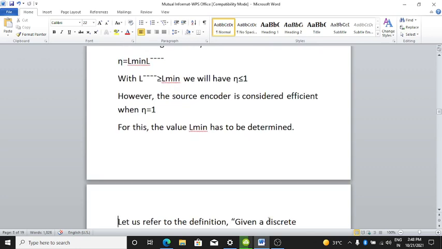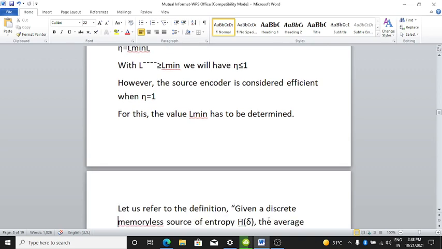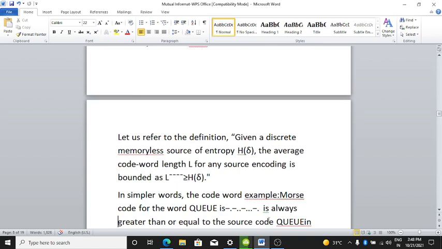With L' greater than or equal to L minimum, we will have eta less than or equal to 1, where the source encoder is considered efficient when efficiency is equal to 1. For this, the value L minimum has to be determined. Okay, let us refer to the definition.